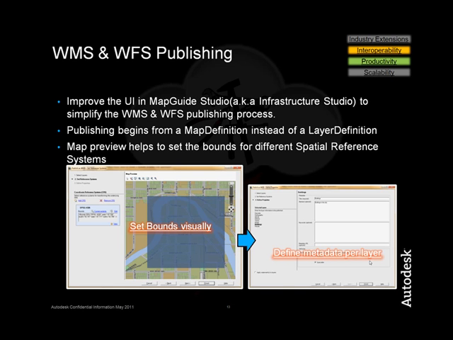In Autodesk Infrastructure Map Server 2012, you are able to save a lot of time, as some parameters like coordinate systems and boundaries will be defined once for all. Another exciting improvement is that you can set the boundaries for different spatial reference systems more easily with the help of Map Preview. So you can set the boundary or set different coordinate systems visually.